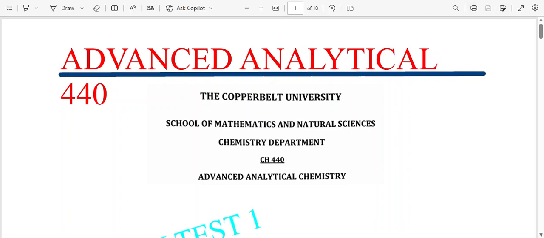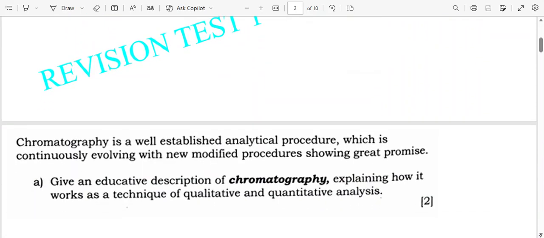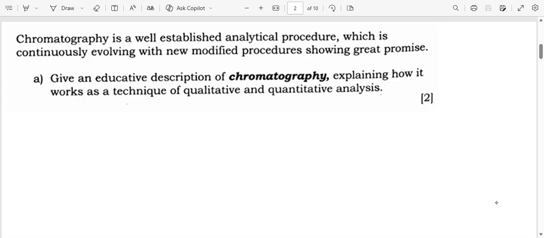Let me go through the first question. Okay. So I'll be doing more explaining than just writing, because writing will take time and it's a paper. These questions are more of essay, so it's important that we just get points. All right. So it says chromatography is a well-established analytical procedure. Okay, this is true. It's a well-established analytical procedure.